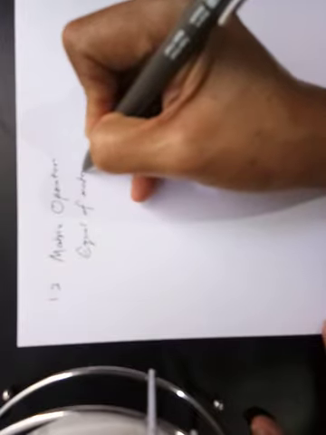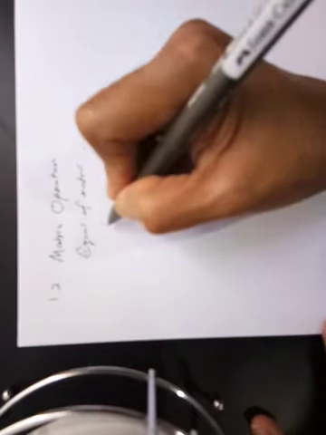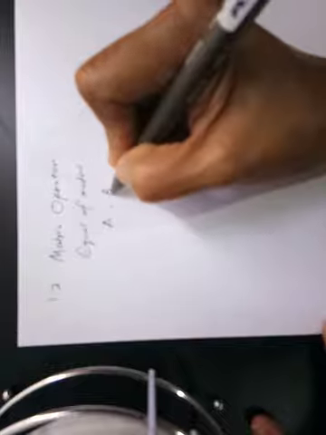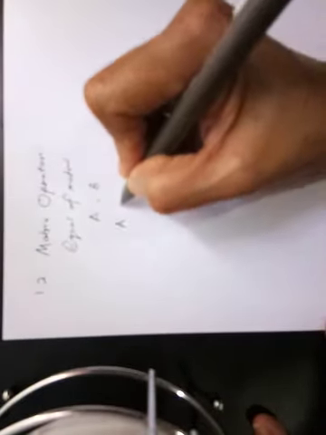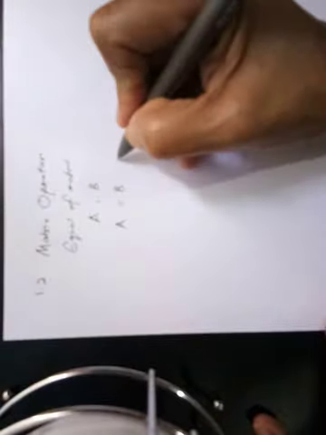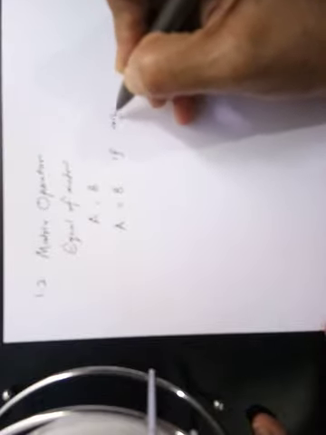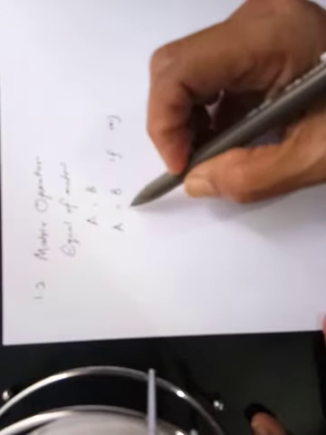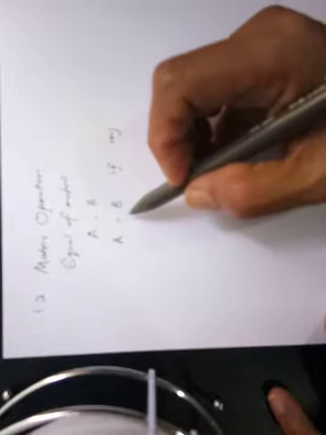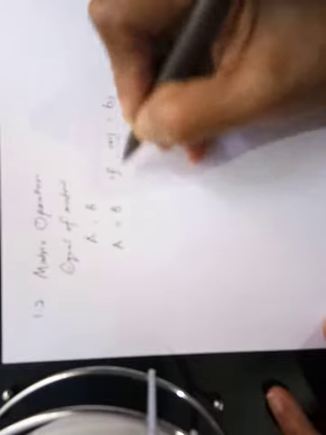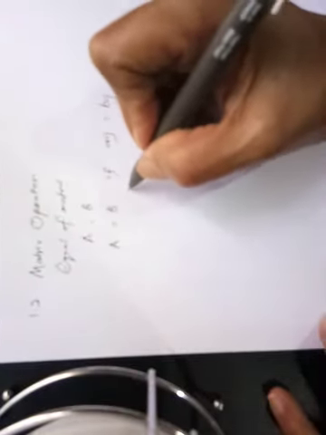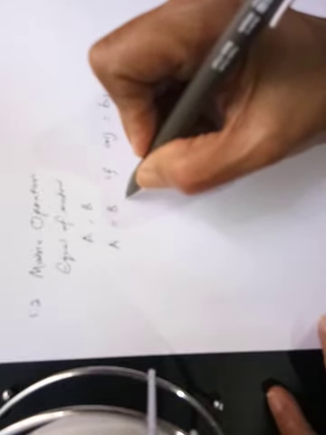Equal of matrix means that when we have two matrices A and B, matrix A equal matrix B if Aij means elements in corresponding row and column in matrix A. Okay, and Bij is elements in corresponding row and columns in matrix B.